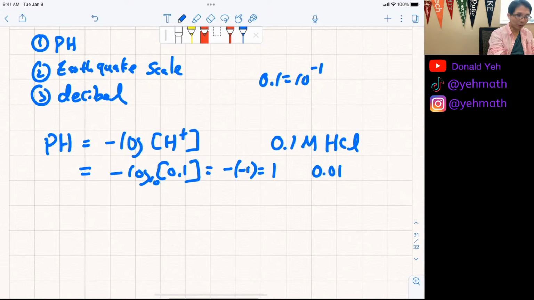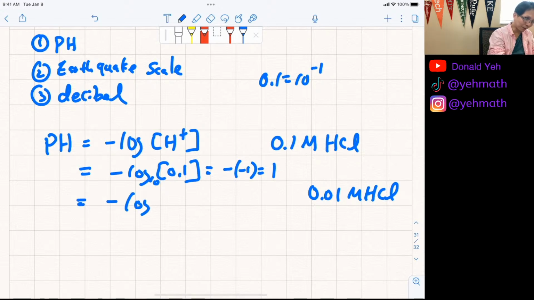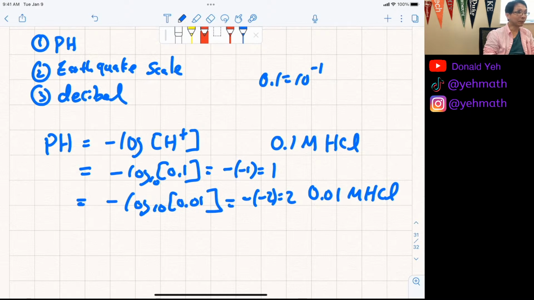So if you have 0.01 molar of HCl, that means you have 0.01 molar of hydrogen ion. Then pH is going to be the negative log base 10 of 0.01. So what do you think the pH is? It's just 2. Negative 2, so that's 2. So that's how to calculate pH. And 0.1 molar is exactly 10 times more concentrated than 0.01 molar, which is a pH of 2. So pH 1 has 10 times more hydrogen ions than pH 2.